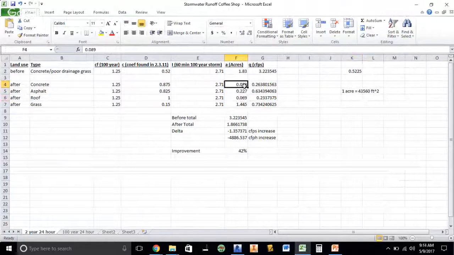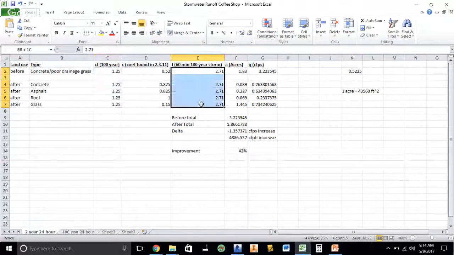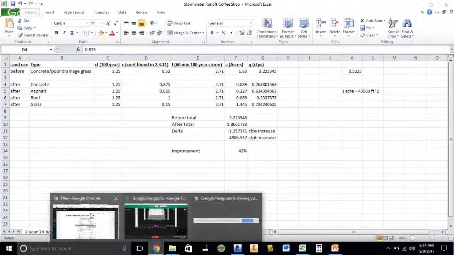Okay. Now, the only thing that's different, notice my CF is the same. My intensity is the same. The only thing that's going to be different other than our acres is going to be our coefficient. And again, that all can be found on this worksheet.